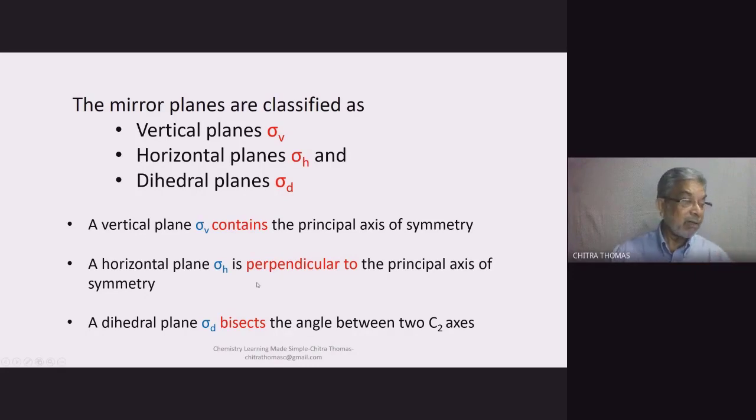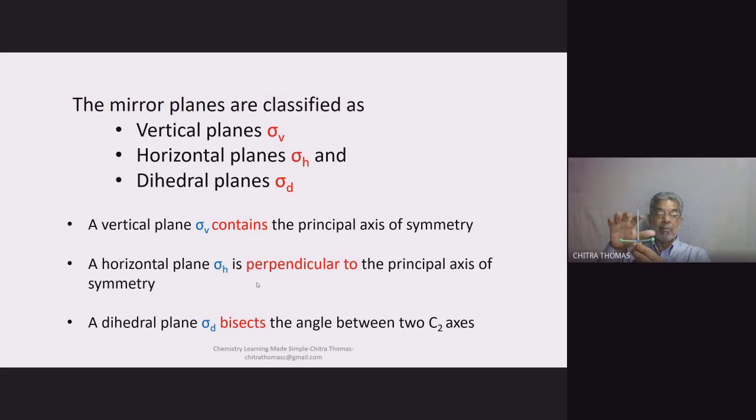We have come across this situation, say, in the C3 here, the boron trifluoride molecule. This is a BF3 molecule, this is a C3. And in the discussion of the C3 axis with reference to boron trifluoride, I said the C3 axis is perpendicular to the plane of the molecule.